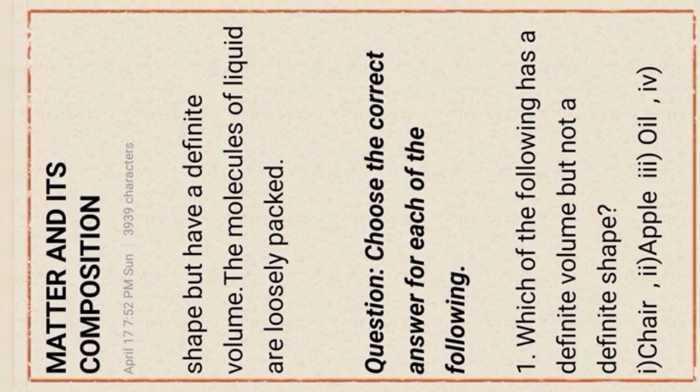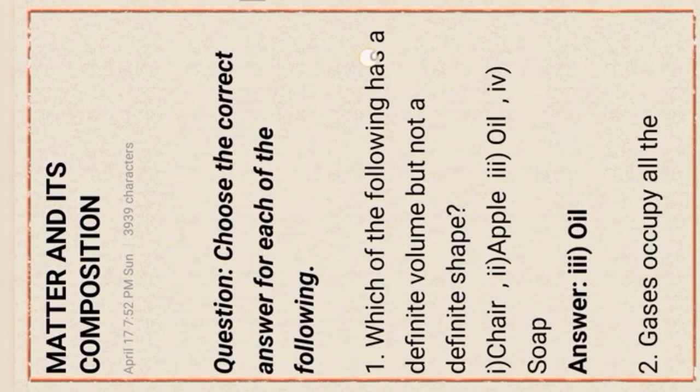Some questions: choose the correct answer for each of the following. First question: which of the following has a definite volume but not a definite shape? Option 1, chair. Option 2, apple. Option 3, oil. Option 4, soap. The right answer is option 3, that is oil.